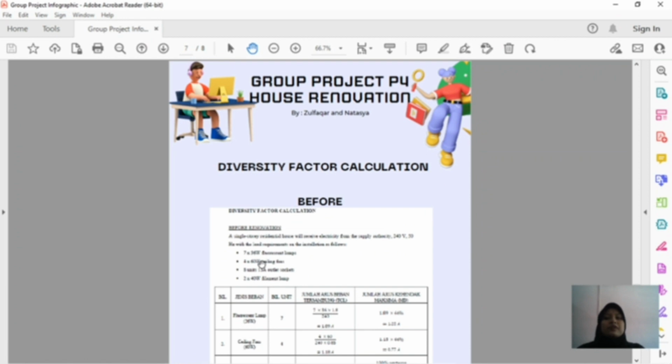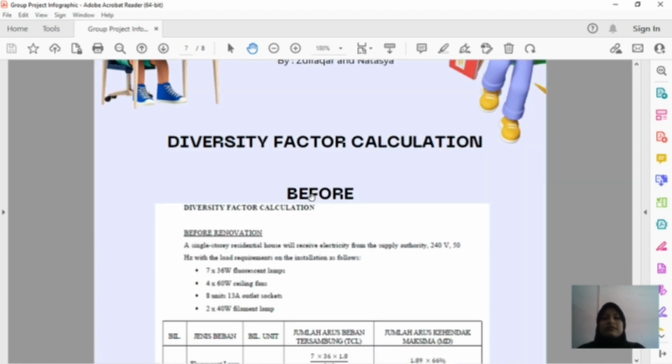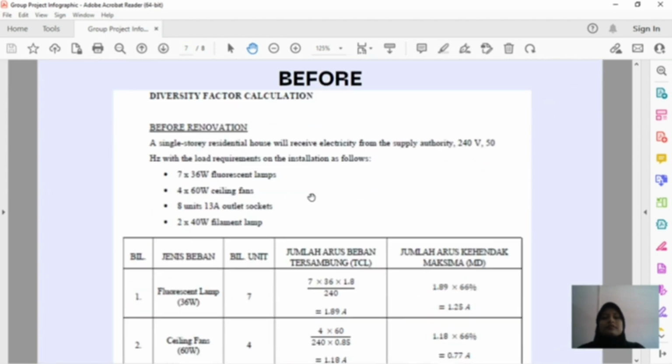Okay, for the last part of the group project, before house renovation by Zulfaqar and Natasya, I will discuss the diversity factor calculation in the house, where we have two calculations, before renovation and after renovation. So we go to the first table, which is before renovation. For the calculation before renovation, a single-story residential house will receive electricity from the supply authority, 240 volt 50 Hz, with the load requirement on the installation as follows.